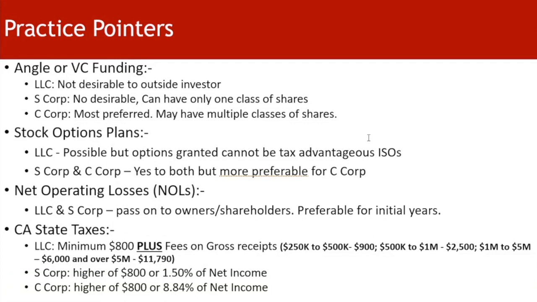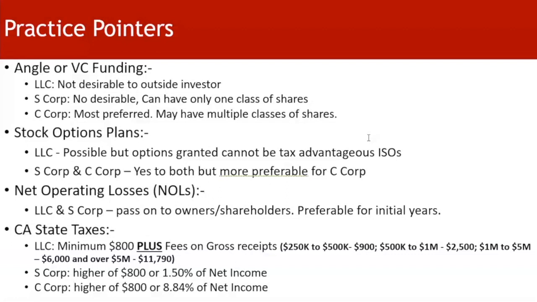Another thing is for the California state. An LLC has an $800 minimum tax. On top of that, there is a gross receipts fee. If the gross receipts are $250,000 to $500,000, then $900. Up to a million is $2,500. A million to $5 million is $6,000. Over $5 million in receipts, there is a fee of $11,790 plus $800.